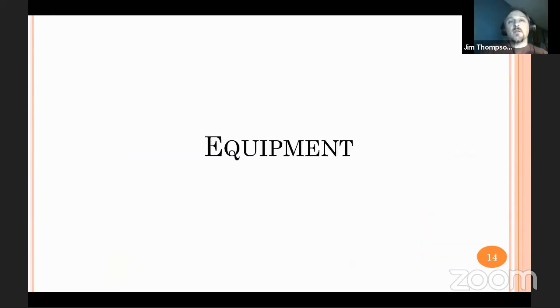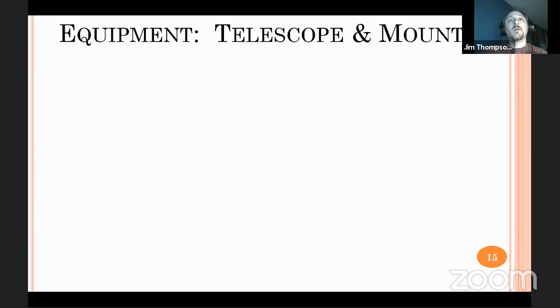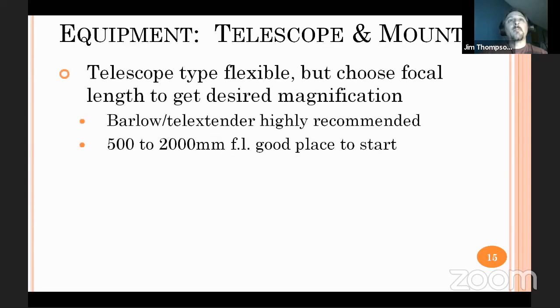So I'm going to put lucky imaging aside for a sec and talk a little bit now about the equipment that you need to take your own solar system images. Starting with your telescope and mount. The type of telescope you use is actually quite flexible. The main thing is that you want to have a decent focal length, so something in the 500 to 2000 range. That's a good place to start.